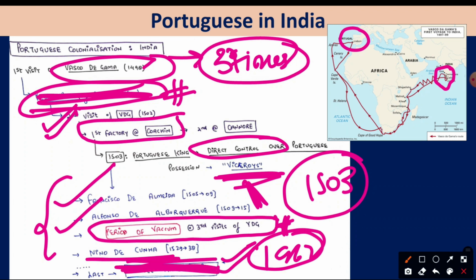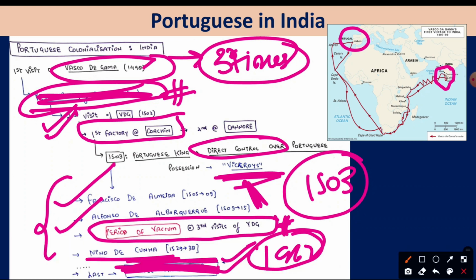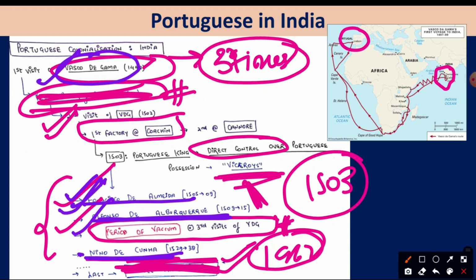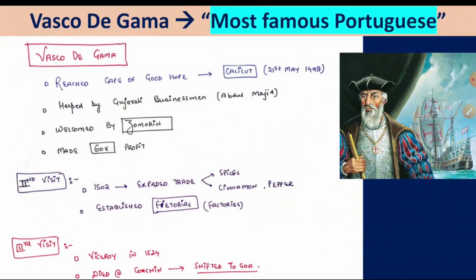So what are the four people that you need to keep in mind? The first one is Vasco da Gama, obviously. The second one is Francisco de Almeida. Next is Alfonso de Albuquerque. And next is Nino da Cunha. So these are the four people that you need to keep in mind. Okay? Chalo, let's see the first one.